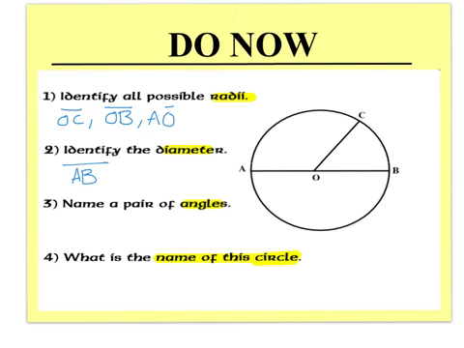And we're going to name a pair of angles. I see an obtuse one, angle AOC, and I also see angle COB. And the name of this circle is called circle O. We go by the center of the circle.